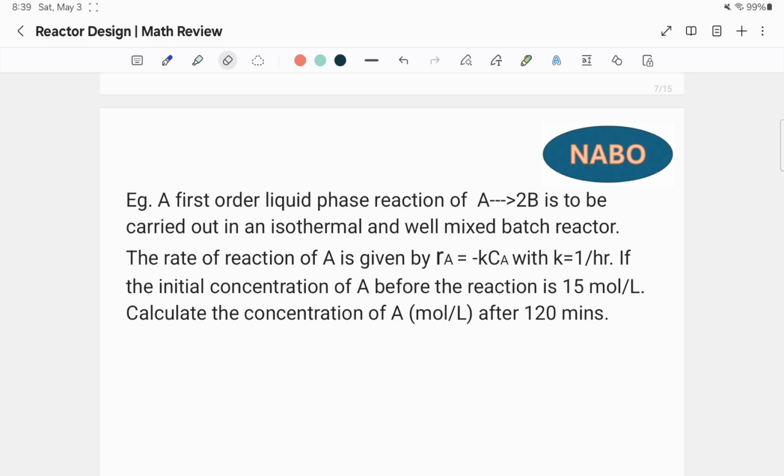A first order liquid phase reaction of A gives you 2B is to be carried out in an isothermal and well mixed batch reactor. The rate of reaction of A is given by Ra equals negative K CA with the K value of 1 per hour. If the initial concentration of A before the reaction is 15 moles per liter, calculate the concentration of A after 120 minutes.